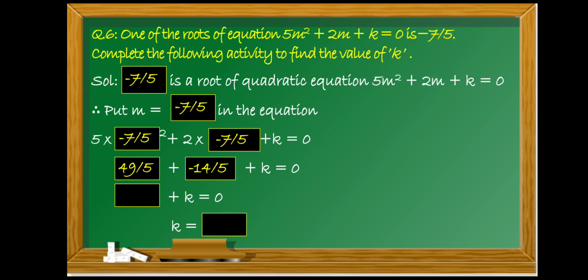So now you will see both fractions have an equal denominator. So you can add or subtract directly. So 49 plus minus 14 upon 5. Plus minus is minus. 49 minus 14 is 35 upon 5. 35 upon 5 means 7. 7 plus k equal to 0. As we are finding the value of k, we are going to take 7 on that side. Therefore, plus 7 will become minus 7.